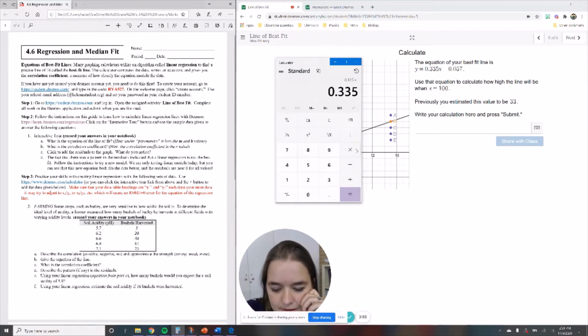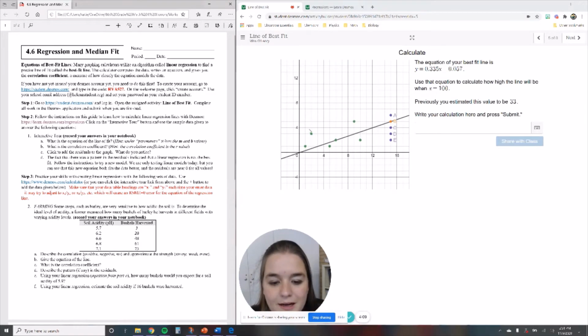0.335 times 100 minus 0.057. And I get 33.43. So again, very similar to the value of 33 that I estimated because I was using that skill of my slope of the line between those points. Type it in, share with the class.